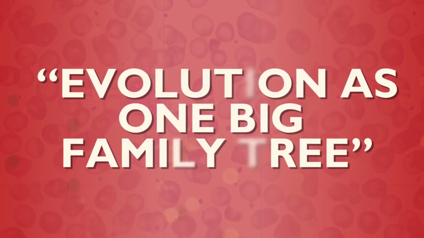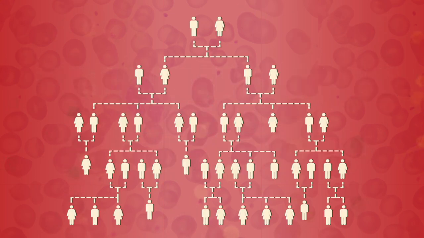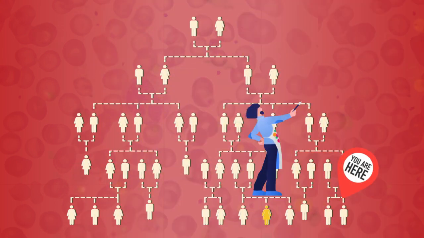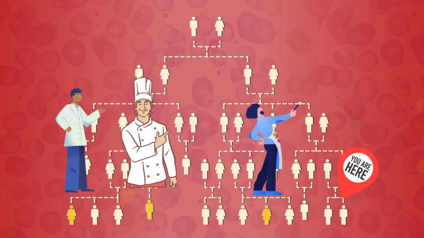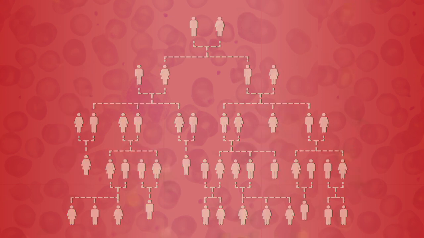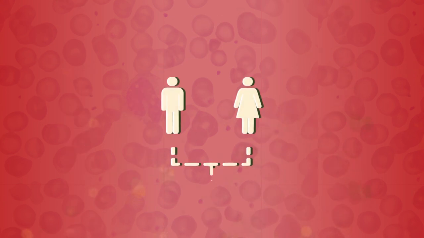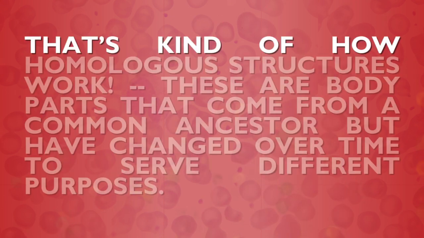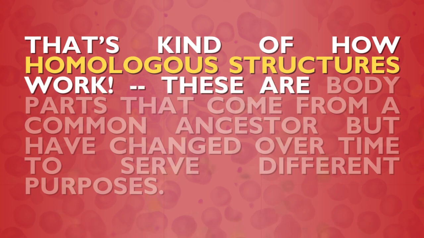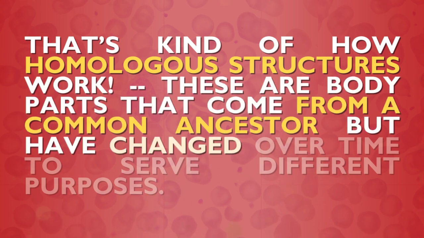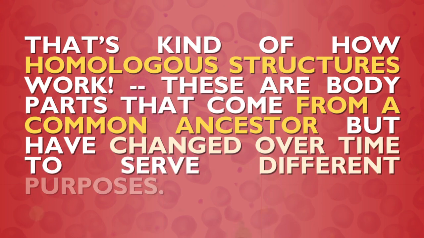Think of evolution like a big family tree. Sometimes relatives grow up and take on different jobs. One cousin becomes an artist, another a scientist, and another a chef. But they all share the same grandparents. That's kind of how homologous structures work. These are body parts that come from a common ancestor but have changed over time to serve different purposes.